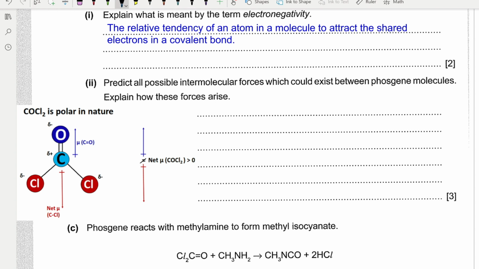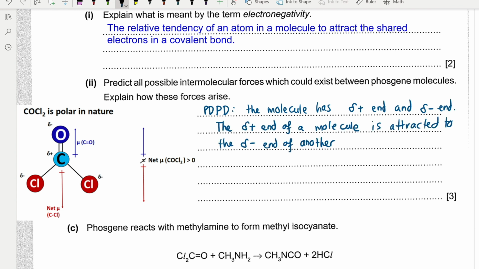So definitely it has permanent dipole, and it arises because one part of the molecule has a partially positive charged end and also a partially negative charged end, and they attract each other. Now, other than PD-PD, phosgene also has instantaneous dipole, induced dipole.